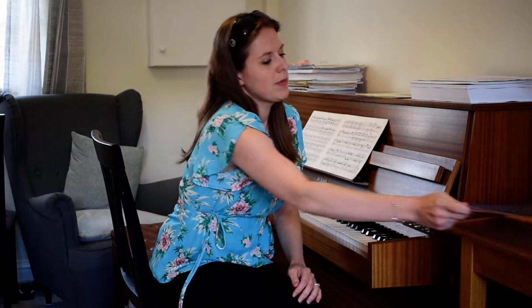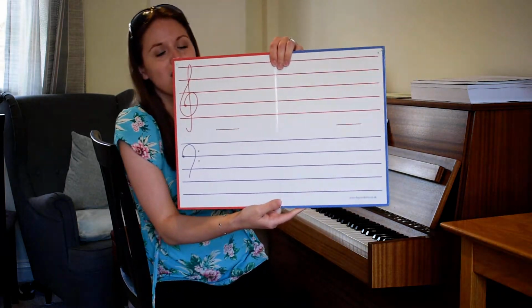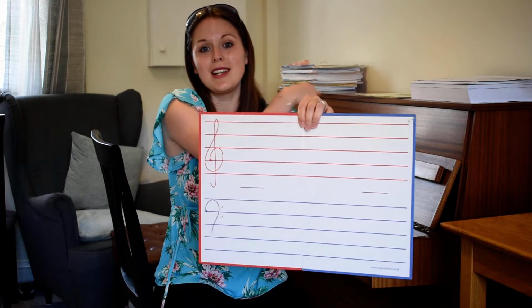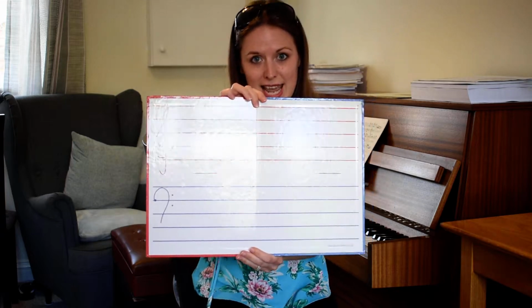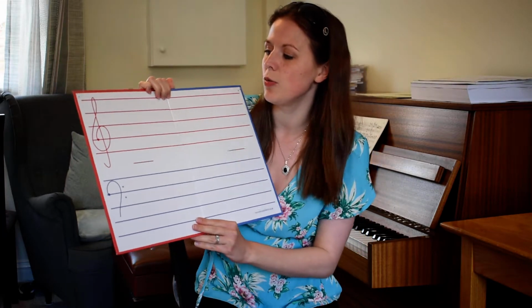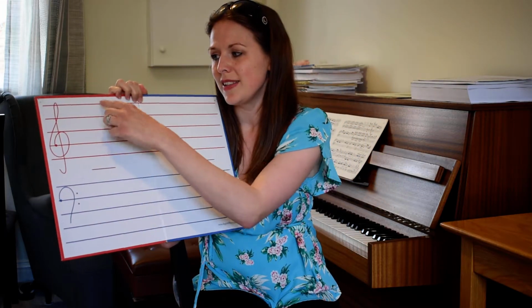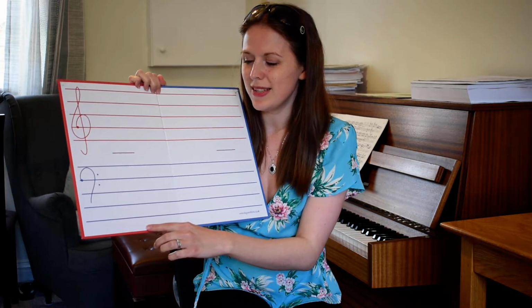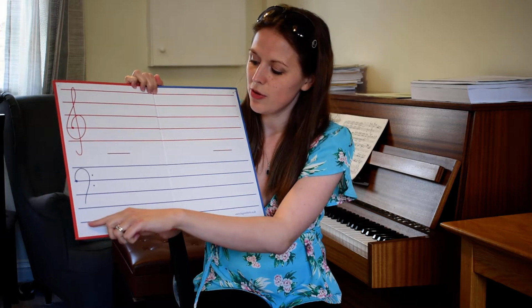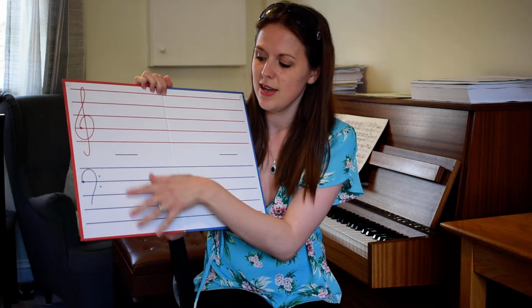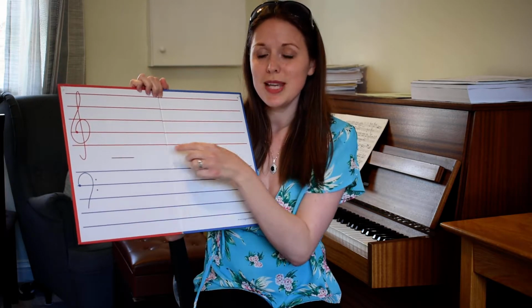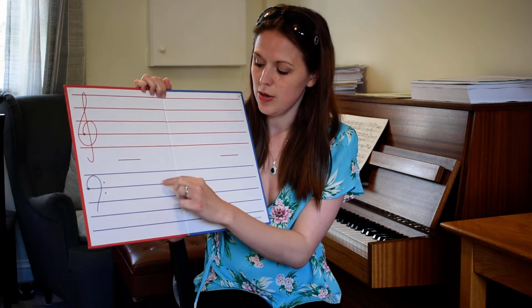So the first thing I'm going to show you is this. This is a giant version of what we've just had a look at on the page there, and this is something called the stave. The stave is the word that we use to describe this kind of line and spaces thing going on here. It's a little bit like a step ladder. So you can see we've got 1, 2, 3, 4, 5 lines in this lower section, and in between the lines we've got 1, 2, 3, 4 spaces.